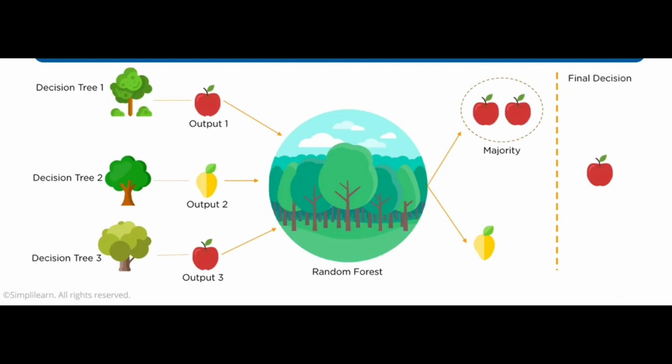Here there are 3 decision trees. Output for the first decision tree is an apple. For tree 2 it is mango. For the third it is an apple. These 3 outputs will be considered by the random forest. From this there are 2 apples and 1 mango as outputs. We know that the majority of the outputs is considered as the final decision. So here the apple is the majority output. So the final decision is the apple.